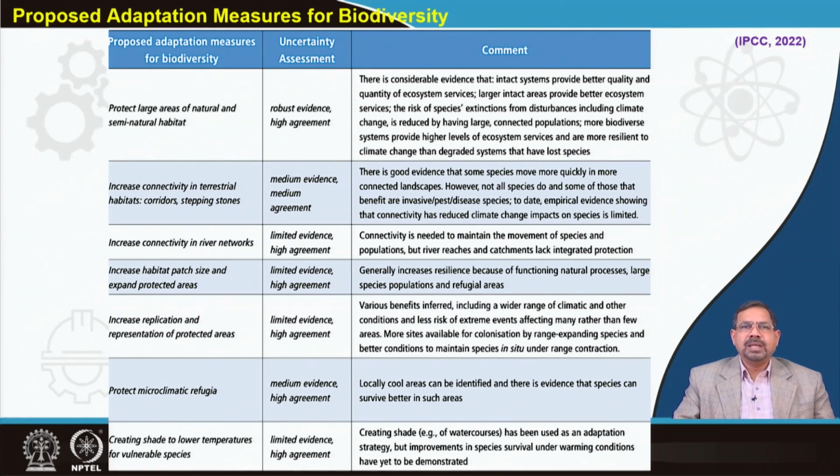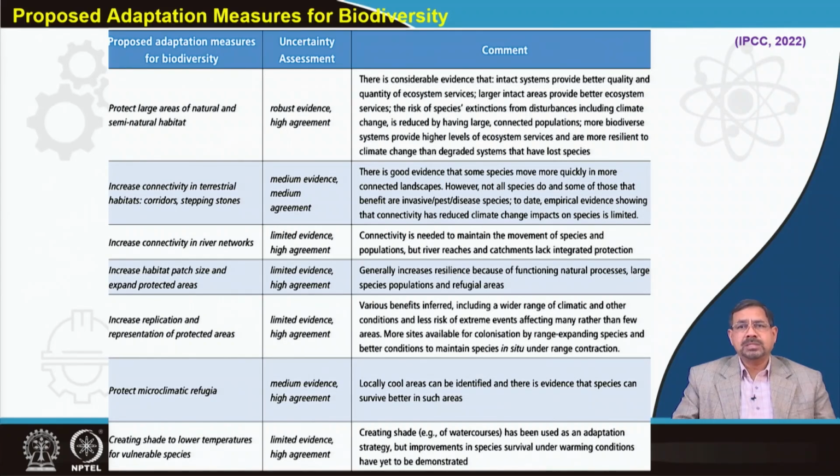So, limited evidence, but high agreement. If you have connectivity between the river networks, then what will happen? The connectivity is needed to maintain the movement of species and populations. This species movement is between the aquatic systems. But the river reaches and catchments lack integrated protection.